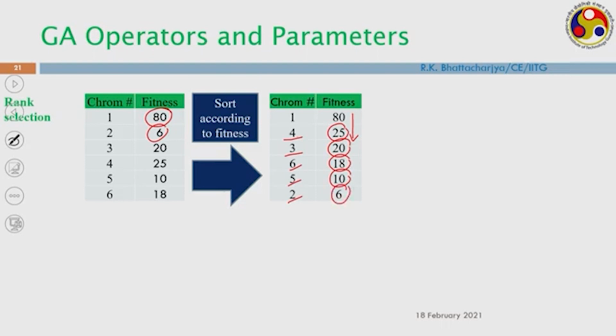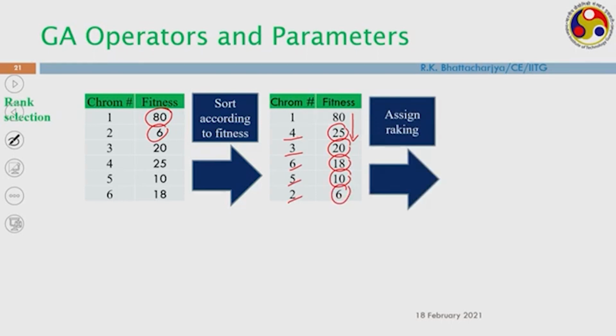Now, we are assigning a rank to each of the solutions. How are we assigning rank? The best solution will get the highest rank. In this case, suppose I have 6 solutions in total, so I put rank 6 to solution 1, the best solution, and then I reduce the rank by 1, that means the next best solution will have a rank of 5, then 4, then 3, then 2 and then 1. The worst solution gets a rank of 1.